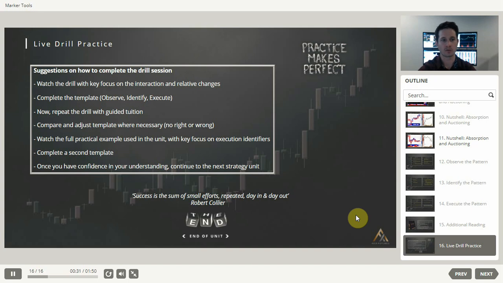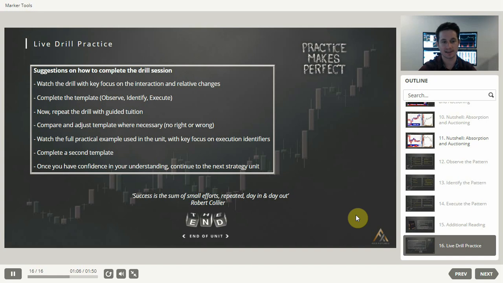Once you've watched through it, go and complete the template. That's so important. Before you go on to the narrated drill session, make sure you complete the template yourself. The reason is that you're going to learn a lot more through your mistakes, and more importantly, you're going to remember those mistakes a lot better, rather than going straight to the guided tuition. Once you've completed the template, go and watch it with the guided tuition. Compare and adjust your template, so make the necessary changes. Remember, there is no right or wrong. Add to your template where you might not have thought of something.